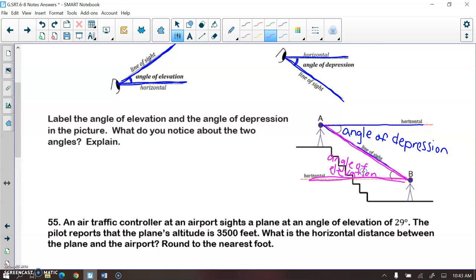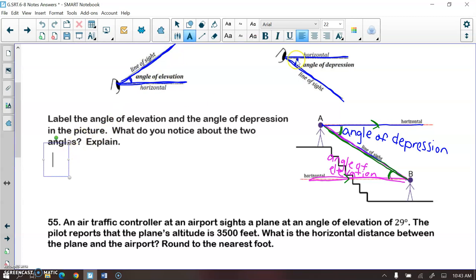Now, since both of these angles are formed by the horizontal line, these horizontal lines are parallel to one another, and the line of sight creates the transversal running through these two parallel lines, which means that the angle of elevation and the angle of depression are congruent by the alternate interior angles theorem. So let's go ahead and write that down.